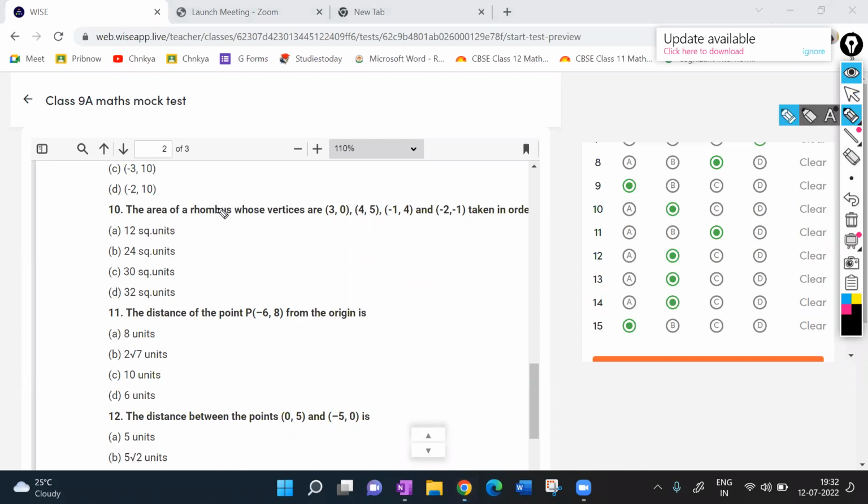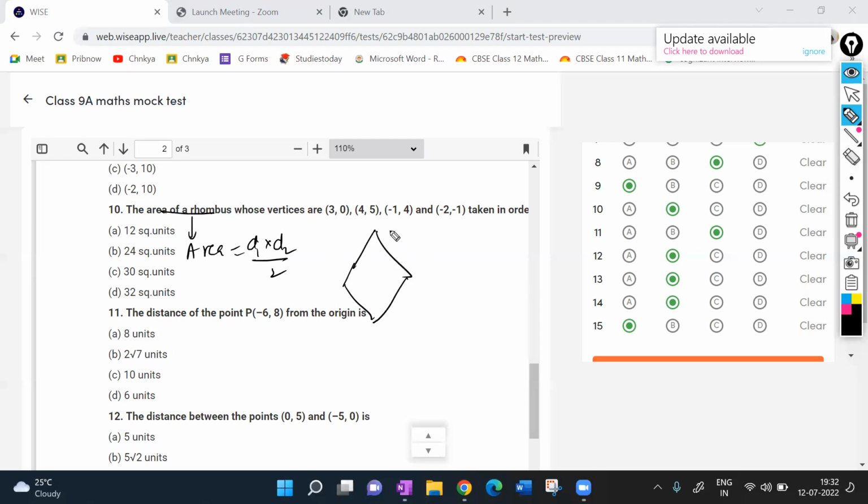So the area of the rhombus formula is, beta, the product of the diagonals by 2. Is it clear? So how do we find the diagonals? Very simple. This is my rhombus. Let's say the first point is 3 comma 0.